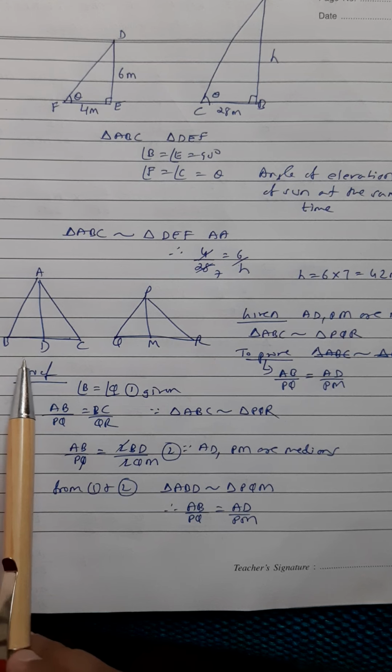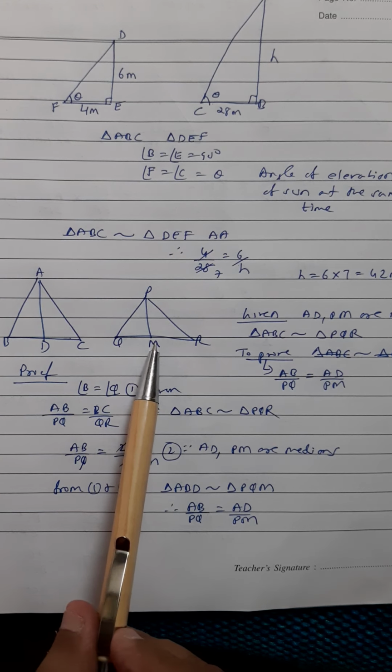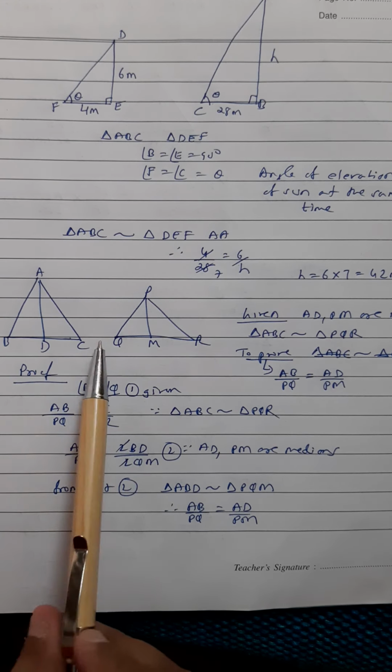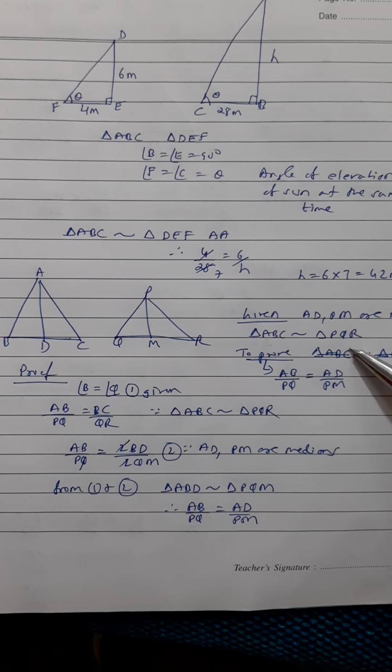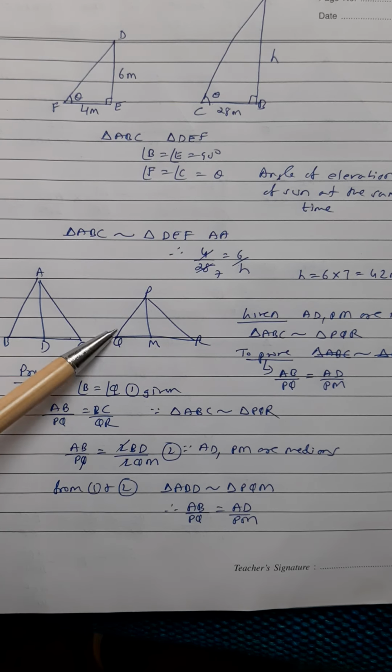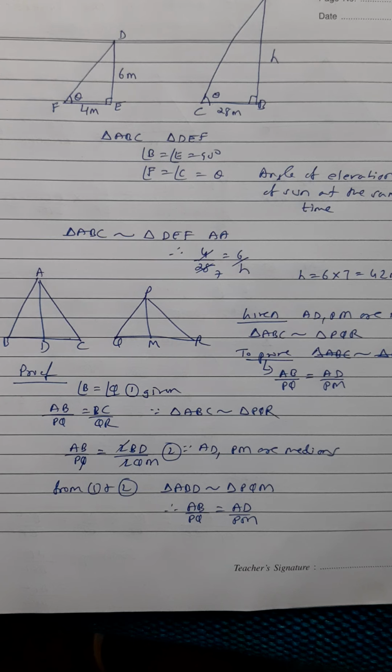And question number 16. Here also AD and PM are medians, and already the triangles are given similar. ABC and PQR are similar. And what we need to prove here is that AB by PQ is equal to AD by PM. AB by PQ has to be proved equal to AD by PM. So how do we prove that?